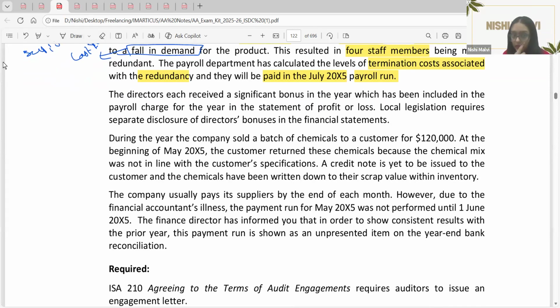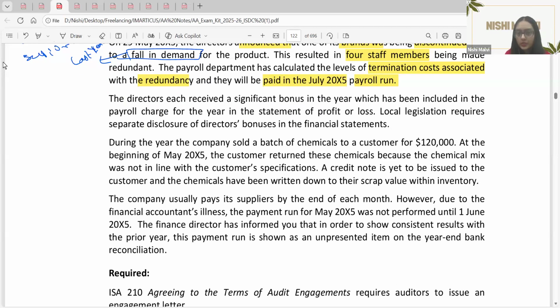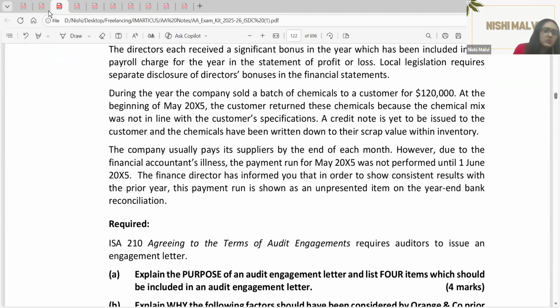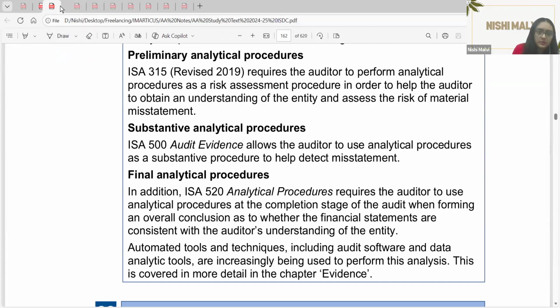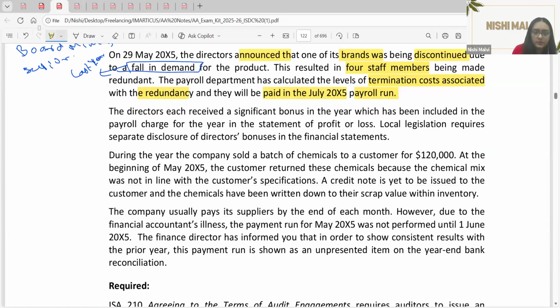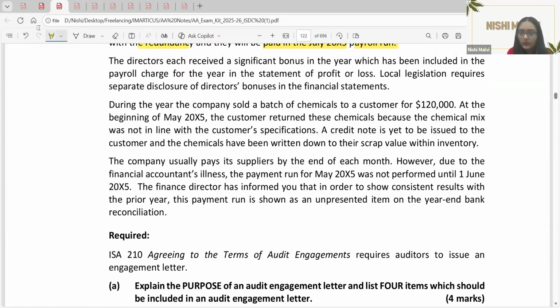Move further. Directors received significant bonuses in the year, which are included in the payroll charge in the statement of profit and loss. That's a mistake. Redundancy provision is in P&L. Actually, it should be in. That is an audit risk. You don't need to write that down here.